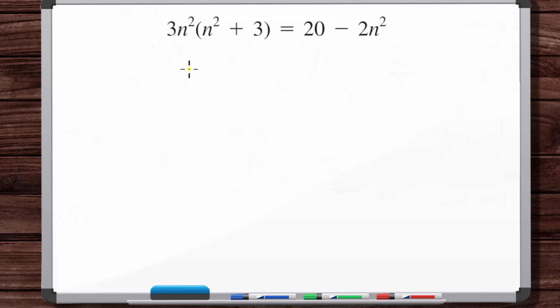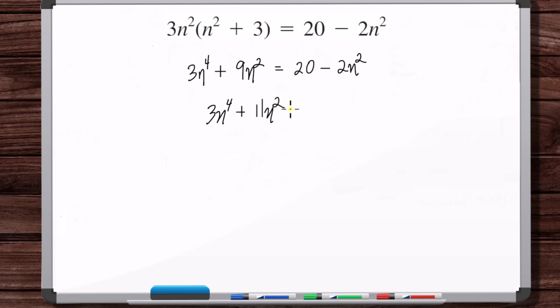Okay, so let's just distribute everything and then combine everything on one side. So 3n to the 4th plus 9n squared is equal to 20 minus 2n squared. So 3n to the 4th plus 11n squared minus 20 is equal to 0.